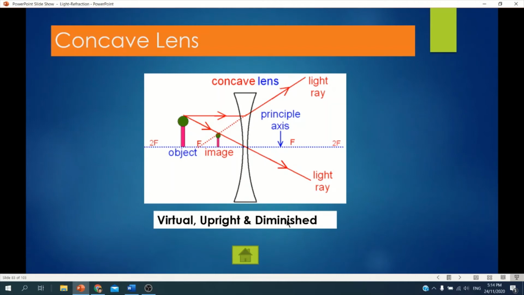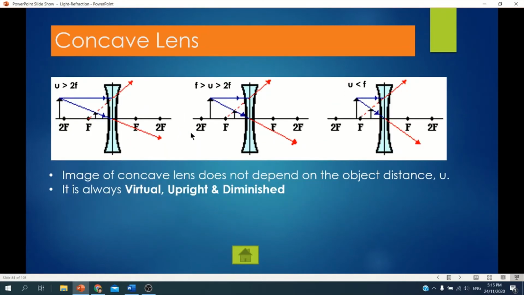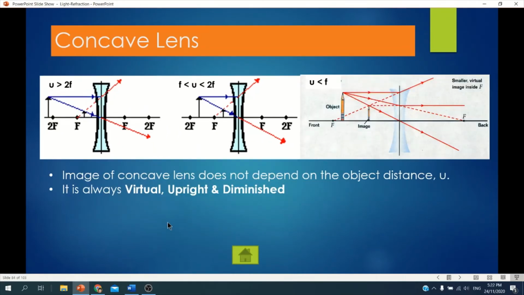All right. So if I put the object between F and 2F, at this distance, this is F, and this is 2F, we see that the image is virtual, upright, diminished. What if I put the object elsewhere at different position? Now let's study the characteristics of concave lens if the object is placed at different position.